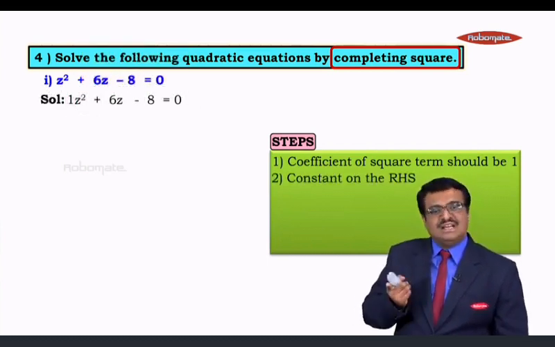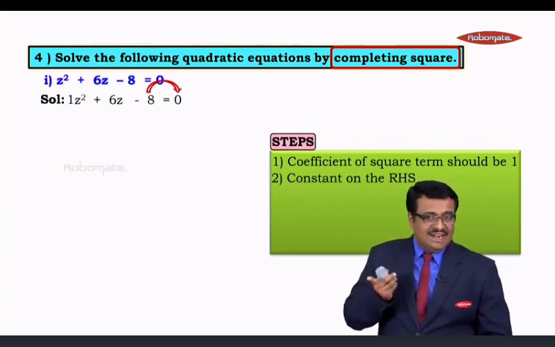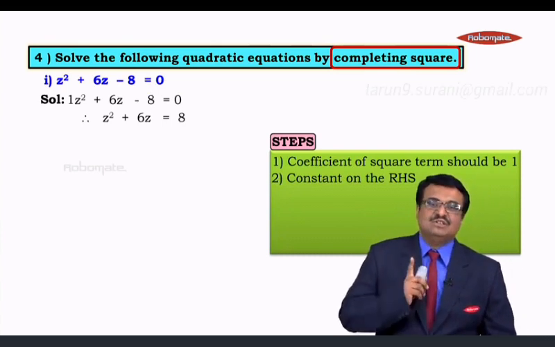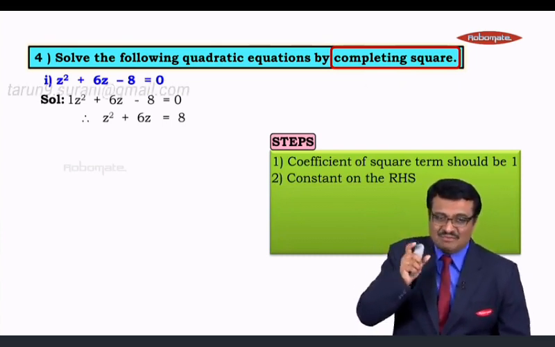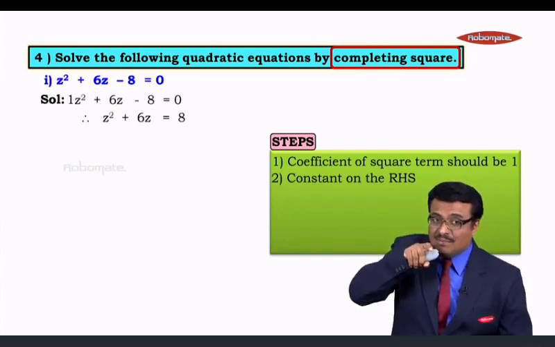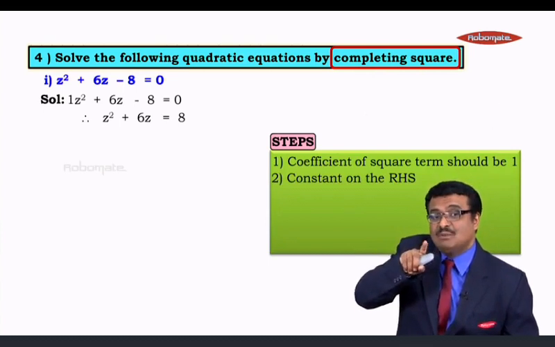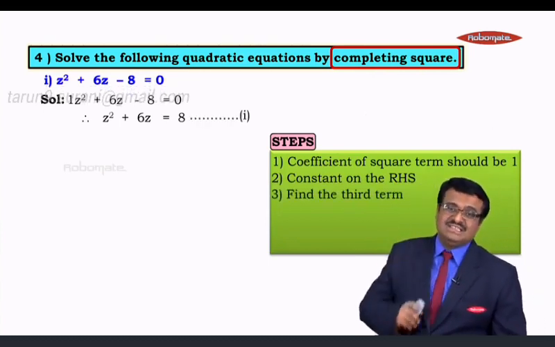Second step, constant term should be sent to the RHS. What is the constant term here? This 8, it has to be sent to the RHS. So what you get is z square plus 6z is equal to 8. So on the left side we are left with only 2 terms. We have to add the third term, and we learned the value of the third term using a formula, the formula we studied in the previous module, right? So we'll call this equation number 1.